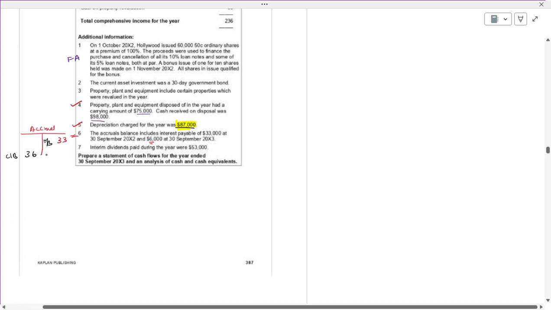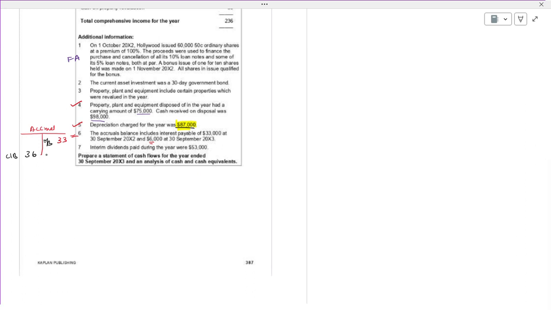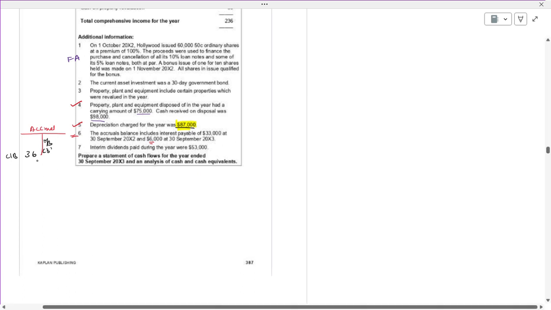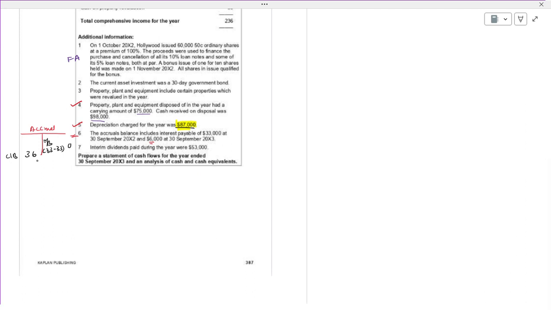33 minus 33, that 33 is the interest. Means you have the accrual. In accrual, 33 is the opening balance, 33 is the interest. The balance will be how much? 0. Now the closing balance is how much? Closing balance is 36.